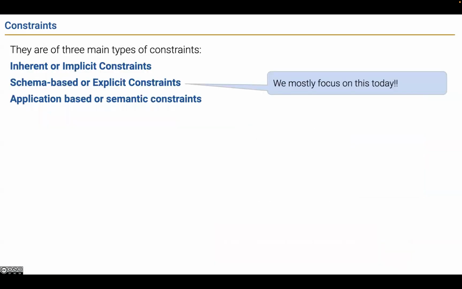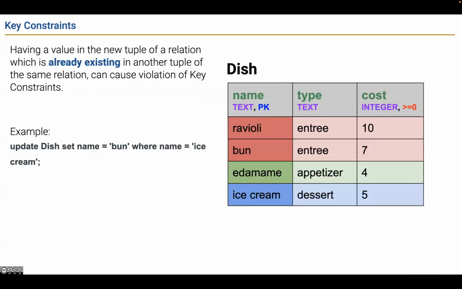Okay, so basically we have three types of constraints. First is called the inherent or implicit constraint, the second is the schema-based or explicit constraints, and the last is the application-based or semantic constraints. We're mostly going to focus on the second one in this review. And first, I'm going to talk about the key constraint.